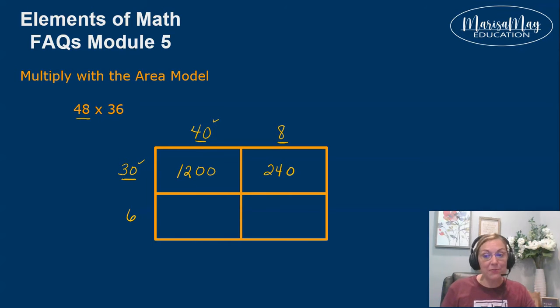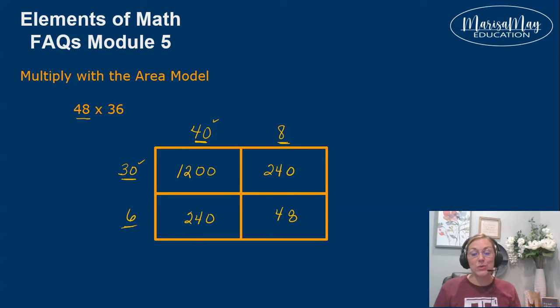Your students are going to feel much more comfortable beginning with this area model and then progressing to what we call the standard algorithm, which most of us learned in elementary school. So then I've got 40 times 6, that'll give me 240. And then I've got 8 times 6, which will give me 48.